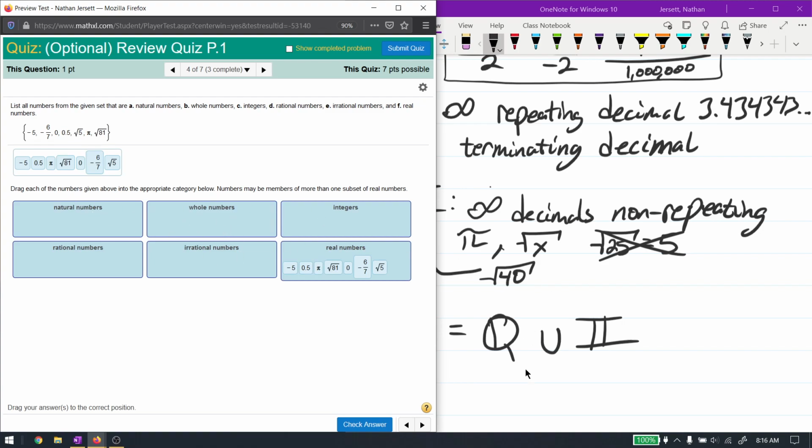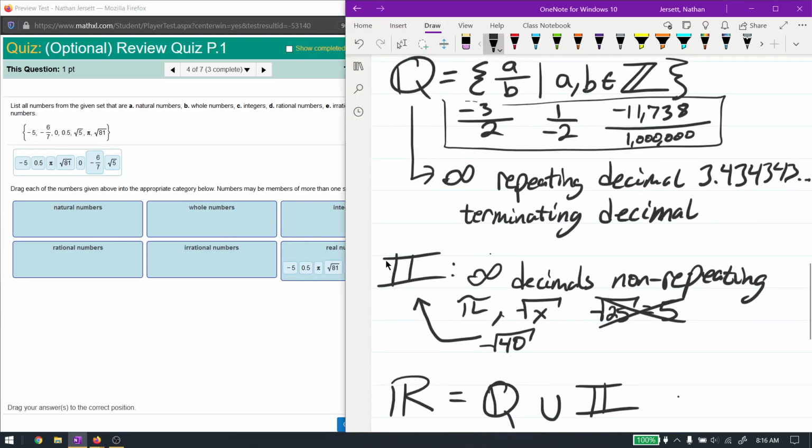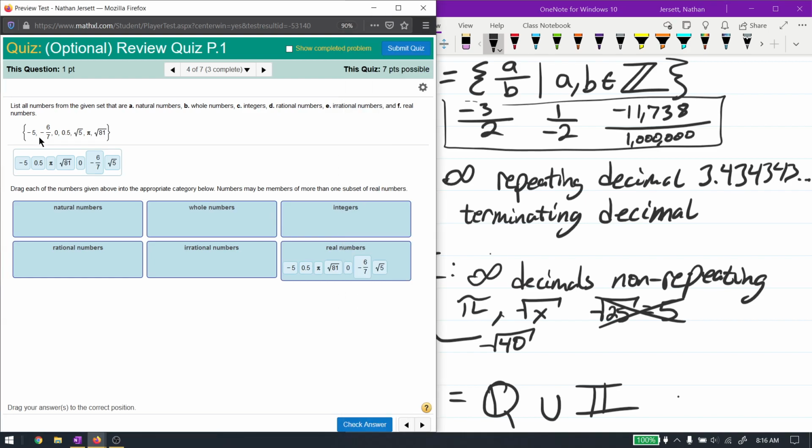So first off, let's look at irrational numbers. These are all infinitely long numbers that are non-repeating. So this is not infinitely long, it stops. So this would be a rational number. This is not infinitely long. Once again, it's terminating. It's 0.5. That's it. So it's a rational number. Pi is notoriously an irrational number. I actually show that here.